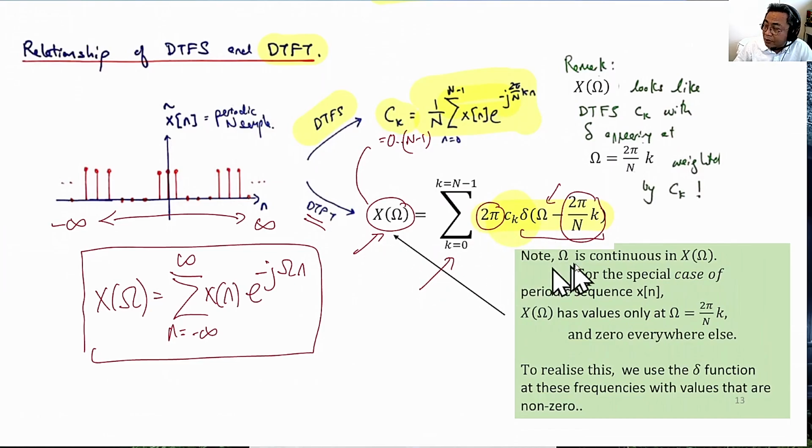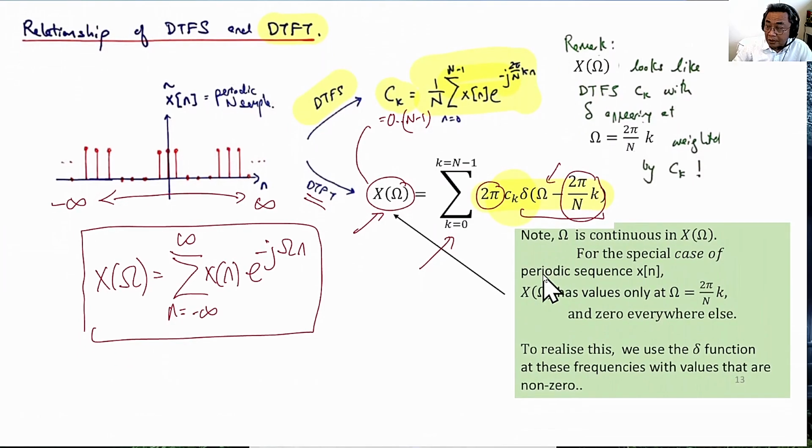In the next slide, we'll convince you why this representation is the correct representation for the DTFT. How do we do that?